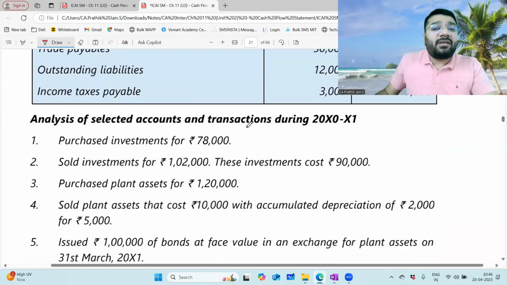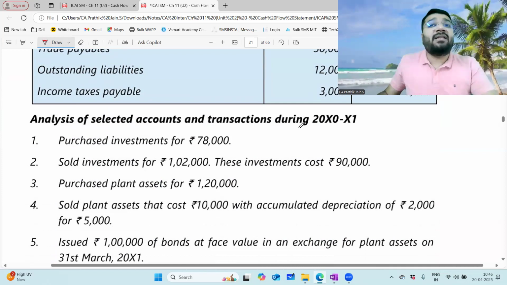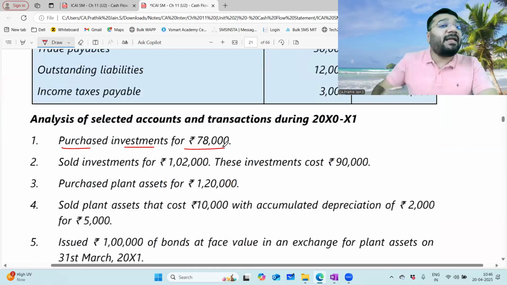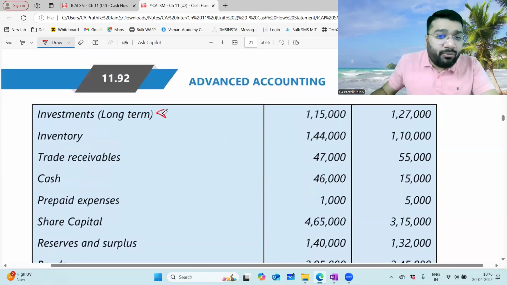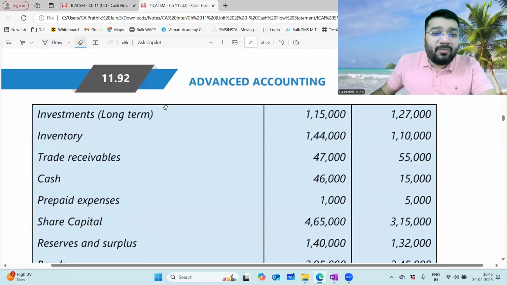Analysis of the selected accounts and the transactions during 2000-2001, which means the person who is preparing the cash flow statement has done the following analysis. He found out that the company has purchased investment for 78,000 rupees. So there is some adjustment in the investment part. So I'm putting a star mark here.